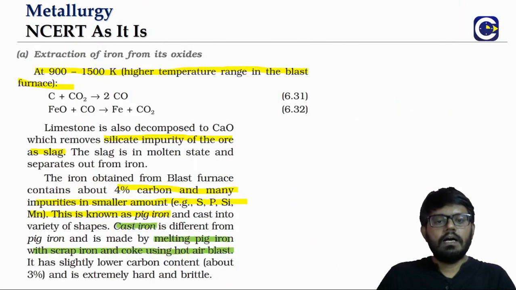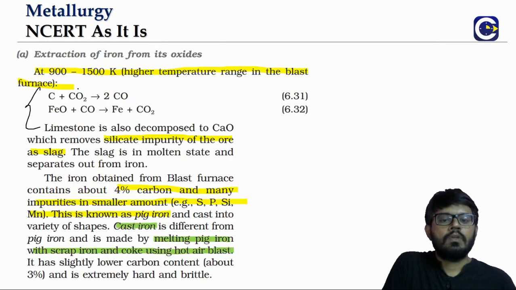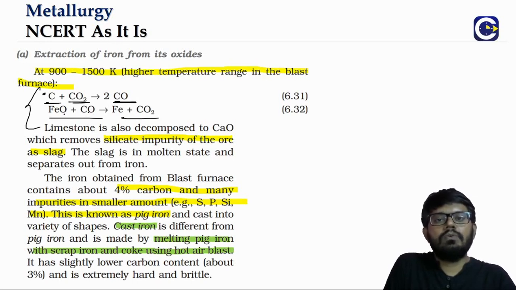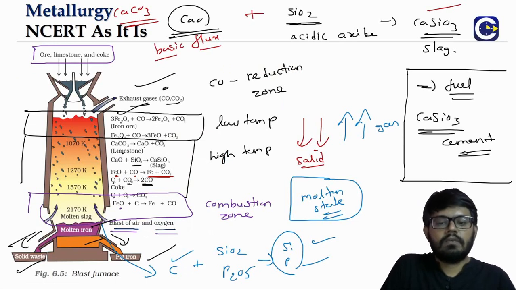Now in the high temperature, the middle zone, right, what is happening? The coke can react with CO2 to give us what? CO. As well as here, the CO itself will be able to reduce FeO into iron. So we have seen that now. Here what is happening? Coke combining with CO2 to give us CO.